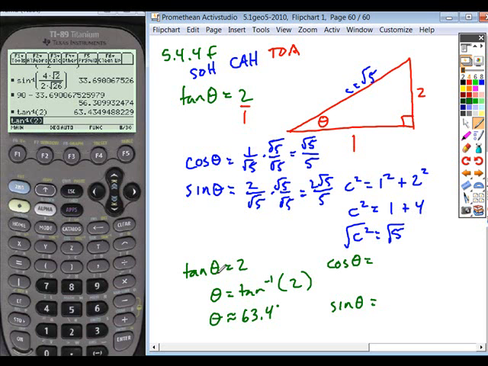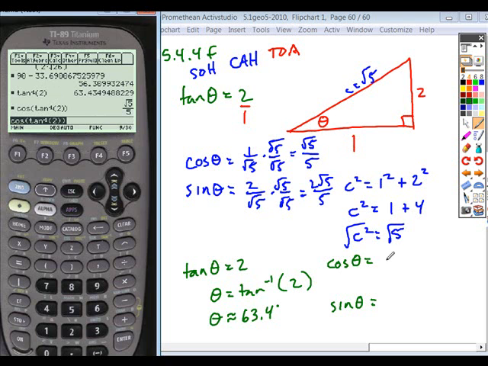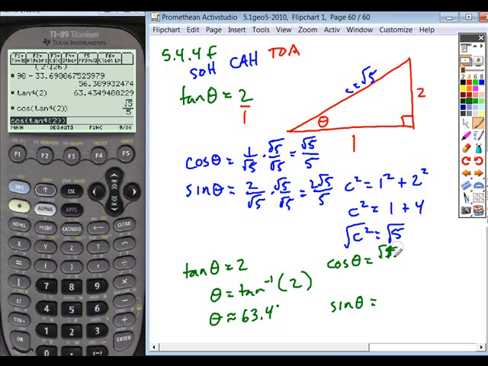So if I wanted to, I could take the cosine and just calculate cosine of, and just highlight that value. Notice I pulled it right in as an exact answer. So when I hit enter, I'm going to get my answer in exact form too. When I hit enter, it gives me my ratio, root 5 over 5. Okay, so that confirms that I did it right up here.